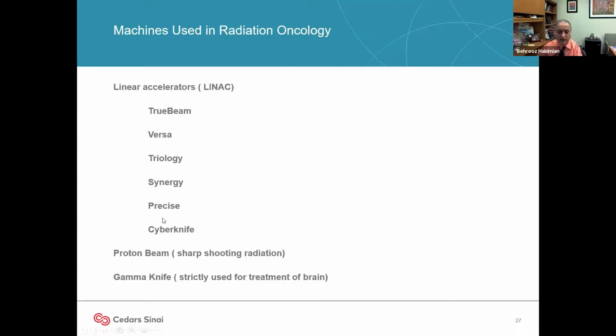Now, I also did mention Gamma Knife here. That's something that we use only for brain, not for other parts of the body. When it comes to Gamma Knife, it's a form of what we call stereotactic radiosurgery.